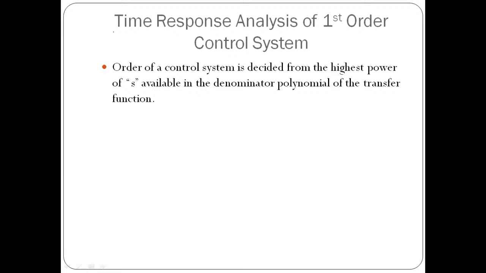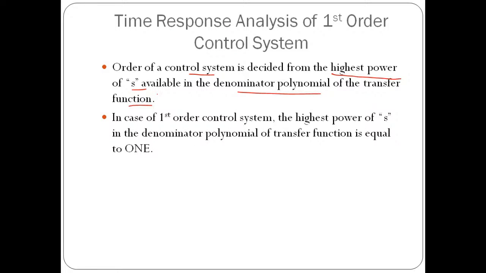Now, let us try to calculate the time response of first order control system. Now, what is order? Order means the highest power of s available in the denominator polynomial function that indicates the order of a control system. See here, the order of a control system is decided from the highest power of s available in the denominator polynomial function of the transfer function. That is important. Or order is nothing but how many number of poles are associated with that particular system.